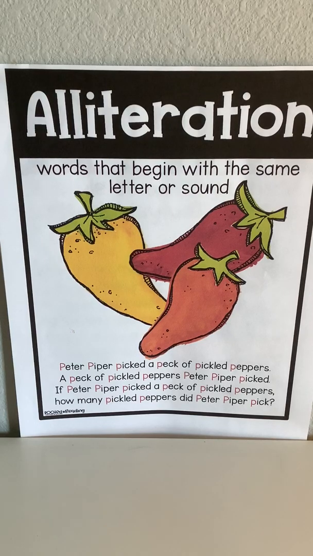So sometimes people call these type of poems tongue twisters, because if you say it really fast, it kind of twists your tongue. So I'm going to read it again. I'm going to go a little bit faster. If you want to try to do it with me, you can. Peter Piper picked a peck of pickled peppers. A peck of pickled peppers Peter Piper picked. If Peter Piper picked a peck of pickled peppers, how many pickled peppers did Peter Piper pick?